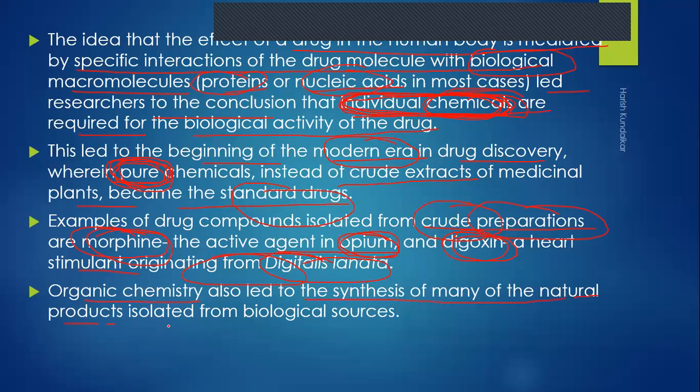All right. So the developments in organic chemistry also led to the synthesis of many of the natural products which are isolated from biological sources. Like for example, morphine. Initially, it was thought कि morphine इतना complex, इतना बड़ा molecule है कि उसका synthesis करना is difficult. But later on, with the advances in organic chemistry, the organic chemists went on to synthesize such big natural products in the lab.